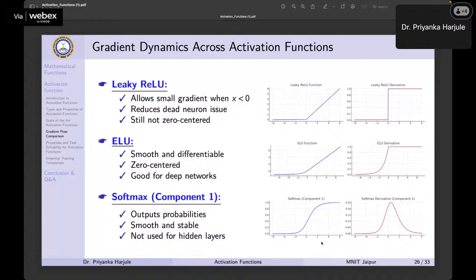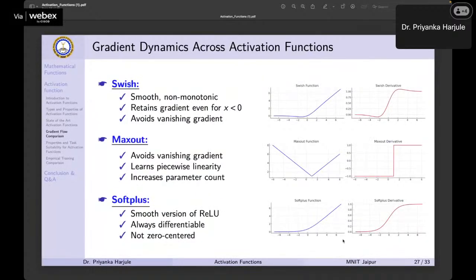Then we saw the softmax. So this outputs probabilities used in multi-class classification, but it is not used in the hidden layers, only in the output layer of the classification networks. It converts the raw logits into interpretable class probabilities. So this softmax works best for the cross entropy loss.